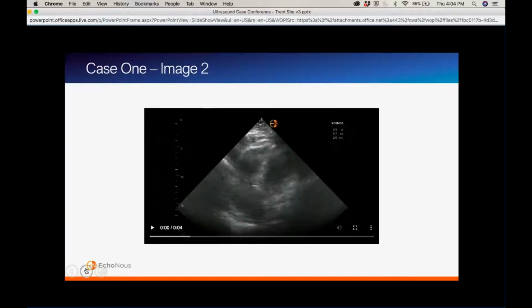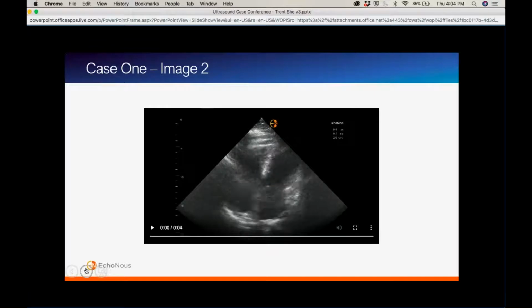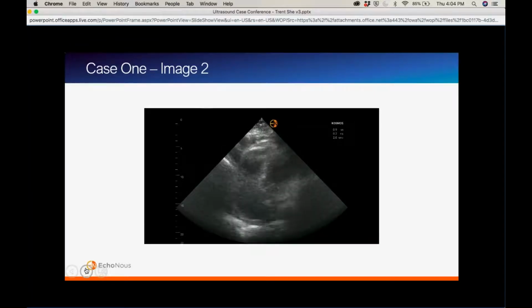So let's take another look at some of the other images you went through. So yeah, go ahead. As we move on, in this view I didn't get quite as clear a view of the right ventricle as I would like in the previous view. So in this view, I'm trying to get a better view of the right ventricle.